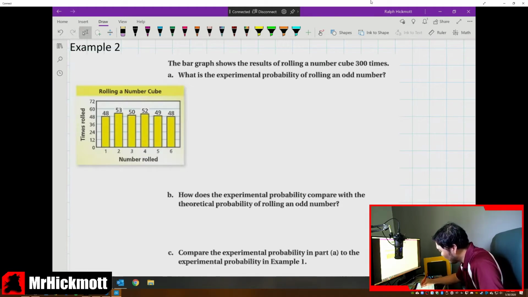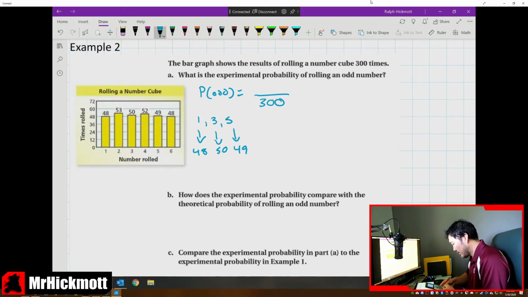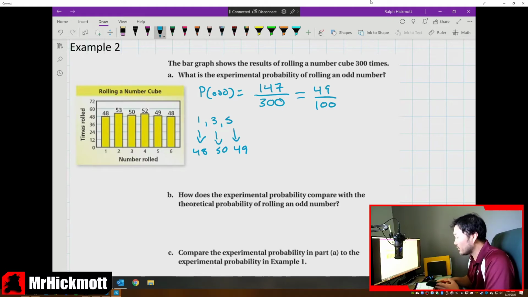So I'm looking at this and I'm thinking, okay, for P of odd, my favorable is going to be 1, 3, and 5. And looking at that, I have 48 times it came up for 1, 50 times for 3, and 49 times for 5. So if they rolled it 300 times, that's the total possible. The experiment showed that it actually came out 147 out of 300. So the experimental probability would be 147 over 300, and reducing that, it comes out to be 49 out of 100. Okay, so always reduce as needed.